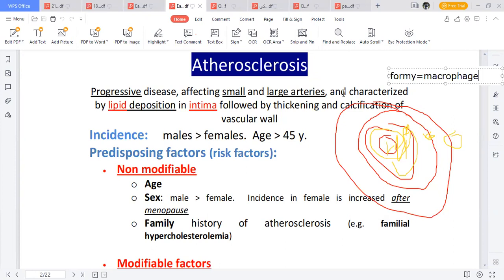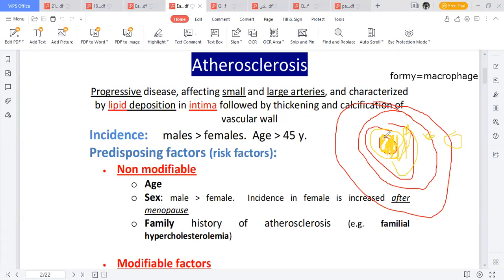And that plaque is nothing but the lipid that has been deposited in there, called an atheromatous plaque or atheroma. It will be deposited in the tunica intima, and that will lead to a reduction in the diameter, or rather the largeness, of the lumen. The lumen will become very small, so it will allow only a little amount of blood to pass through it and reach a certain organ.